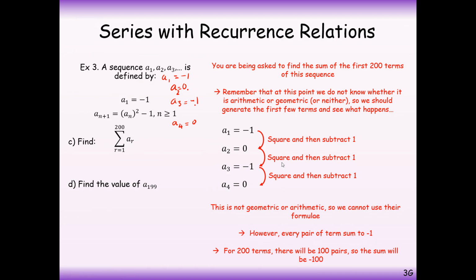So let's look at part B of this problem. It's asking what the value of the 199th term is. The 199th term is odd, so I would match it with any of these odd indices. It would be minus 1.